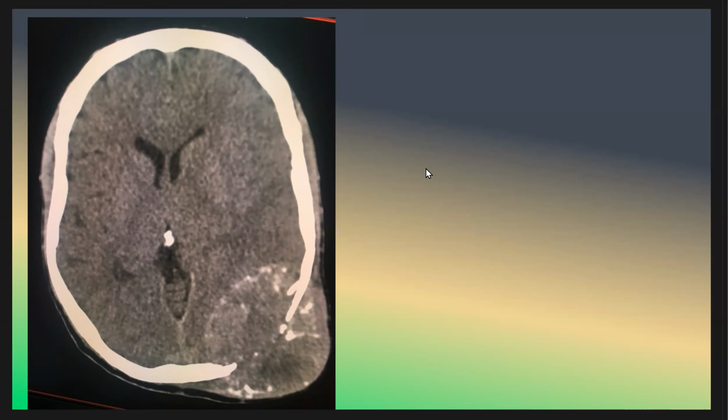And this is another case. What do you think the patient has? This patient has a large metastasis involving the bone and the soft tissue inside and outside the brain. And this is metastasis. What is the commonest cause of metastasis to the brain?